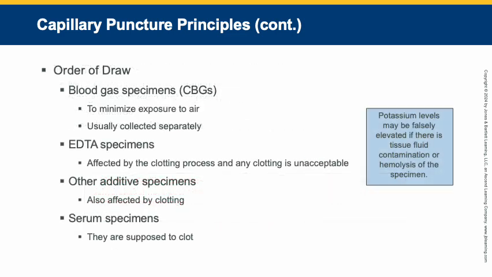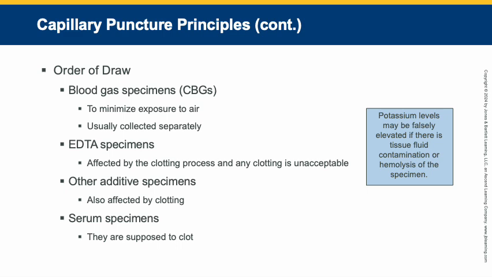Order of draw. The order of draw for capillary is not the same as for venipuncture. Make sure you document this. Puncturing the skin releases tissue thromboplastin, which activates the coagulation process in the blood drops. Specimens must be collected quickly to minimize the effects of platelet clumping and microclot formation, and to ensure that an adequate amount of specimen is collected before the site stops bleeding.